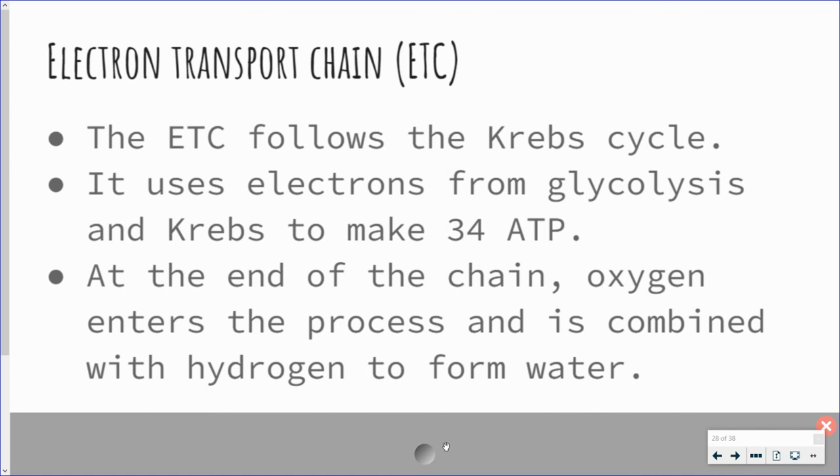This is where the aerobic part of aerobic respiration happens. This is where the oxygen is used and needed. Water is formed in this step. It is one of the waste products. And again, 34 ATPs.